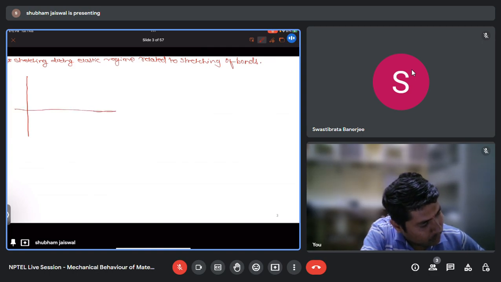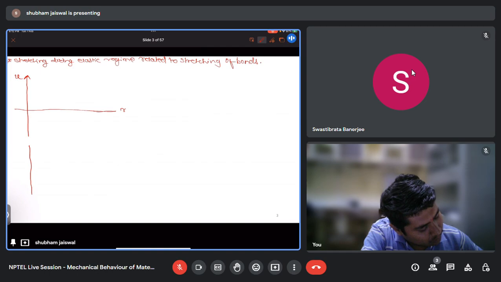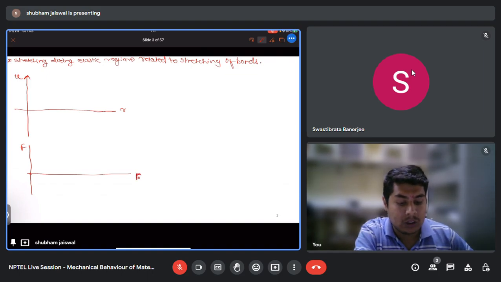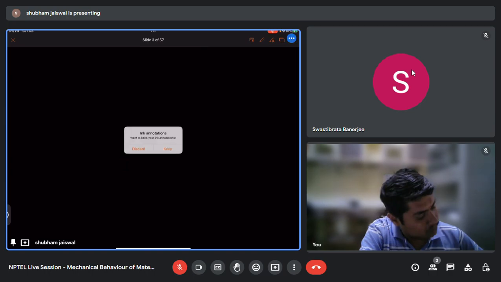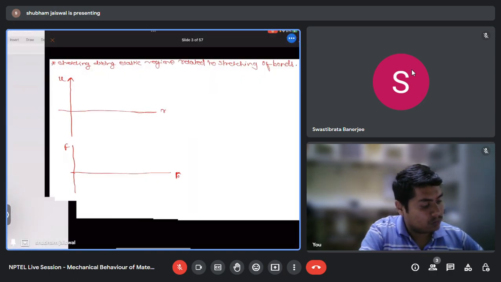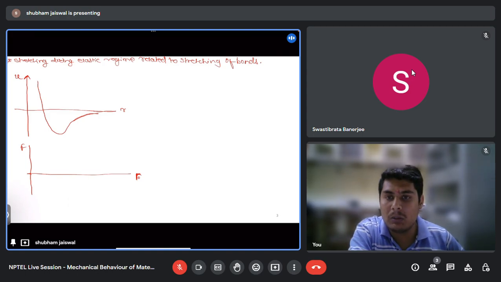Okay. So then we saw one curve that we plotted against the interatomic distance and potential energy. Similarly, we drew one curve with force and interatomic distance. So what we found, we got a curve something like this.